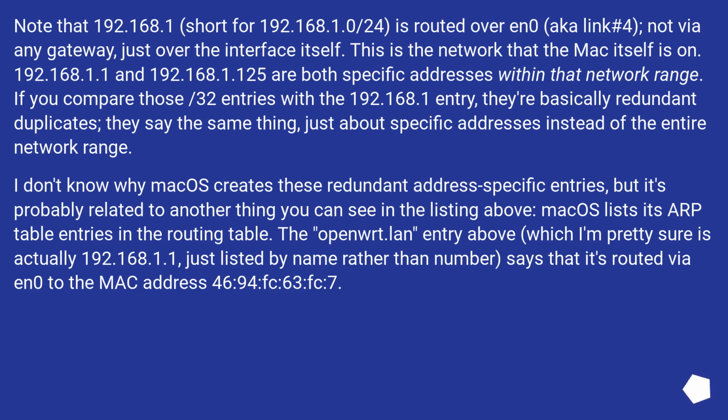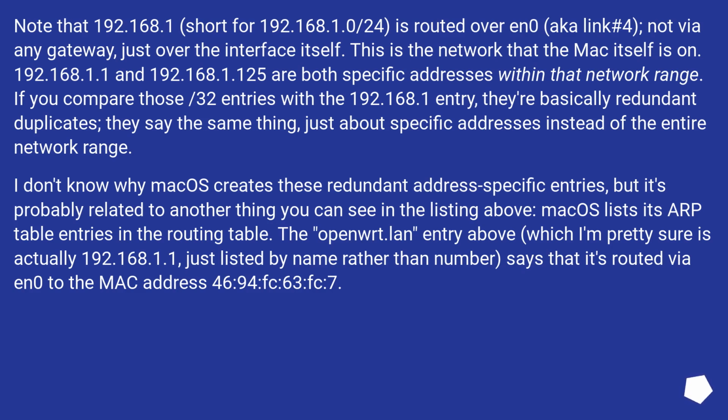If you compare those /32 entries with the 192.168.1 entry, they're basically redundant duplicates. They say the same thing, just about specific addresses instead of the entire network range. I don't know why macOS creates these redundant address-specific entries, but it's probably related to another thing you can see in the listing above. macOS lists its ARP table entries in the routing table.